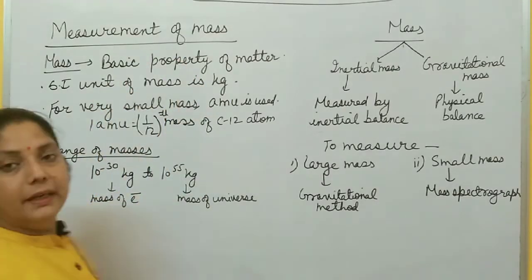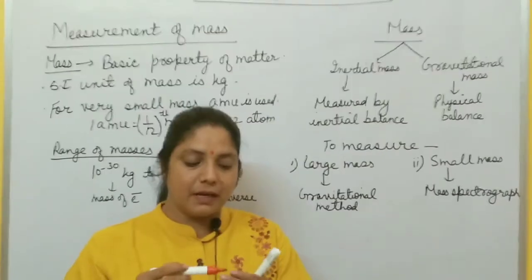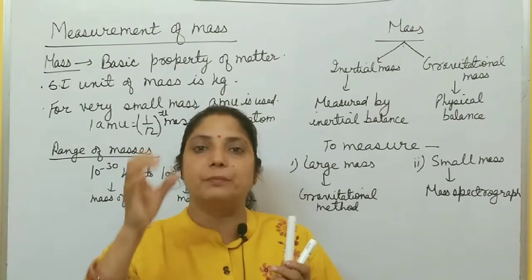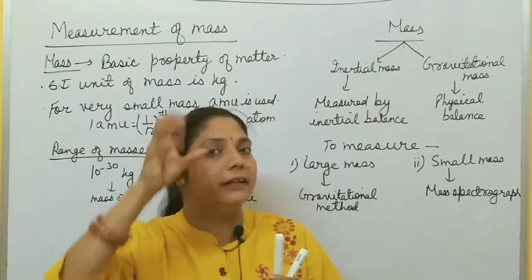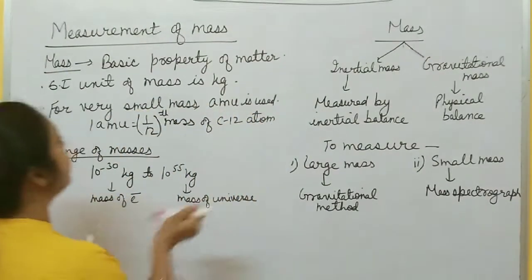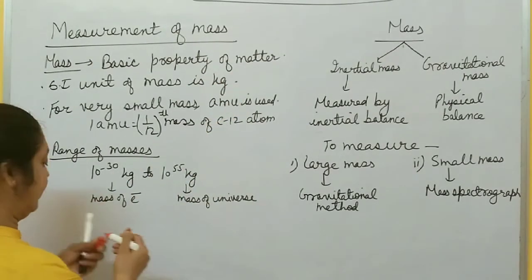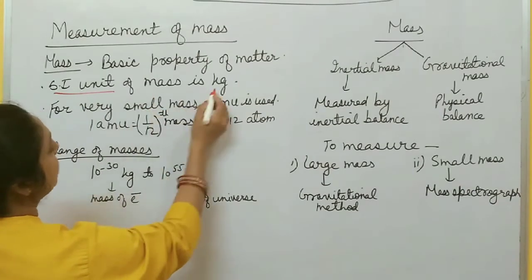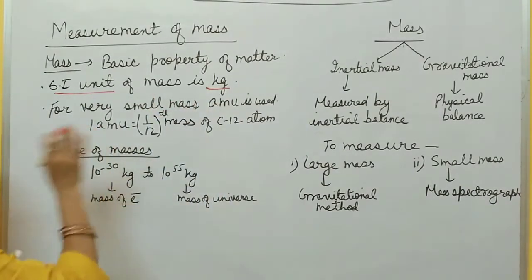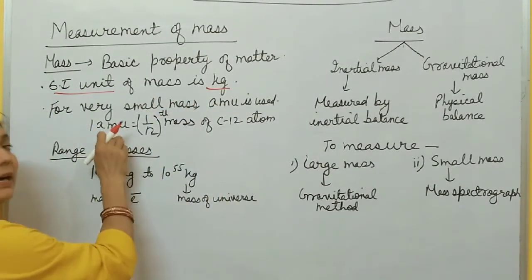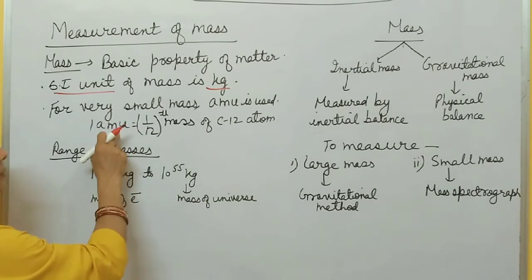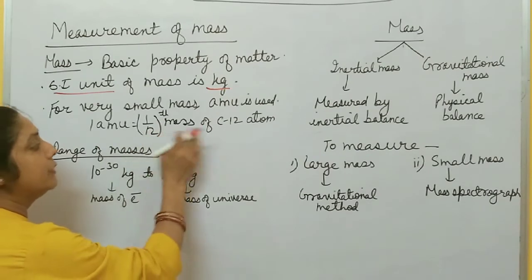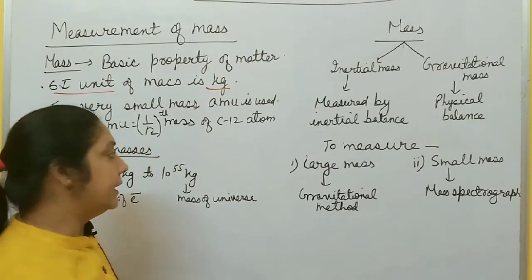Next is measurement of mass. First, what is mass? What is the concept of mass? How do you define mass? The mass of a body is the quantity of matter contained in that body. It is the basic property of matter. And its SI unit is what? The SI unit of mass is kg. And for very small mass, the atomic mass unit is used. You studied about the atomic mass unit in chemistry. 1 atomic mass unit is 1 by 12th the mass of a carbon 12 atom.